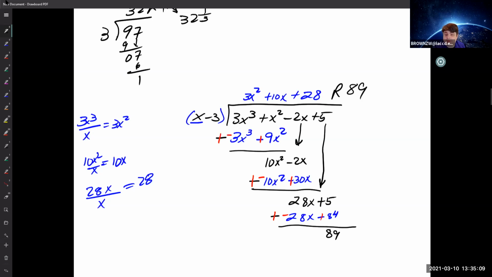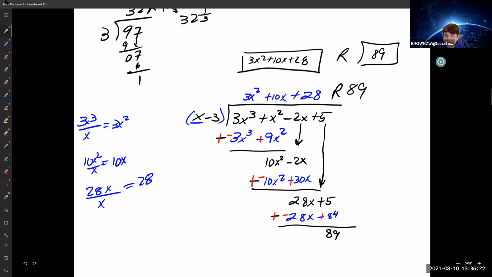And in your homework, there'll be two ways you'll be asked to write it. One is with a remainder, so you'll put in your first expression in the box: 3x squared plus 10x plus 28. And then you'll have a remainder box, and then you'll type in your 89. So if you have a remainder box, that's fine. That's how you type that in.